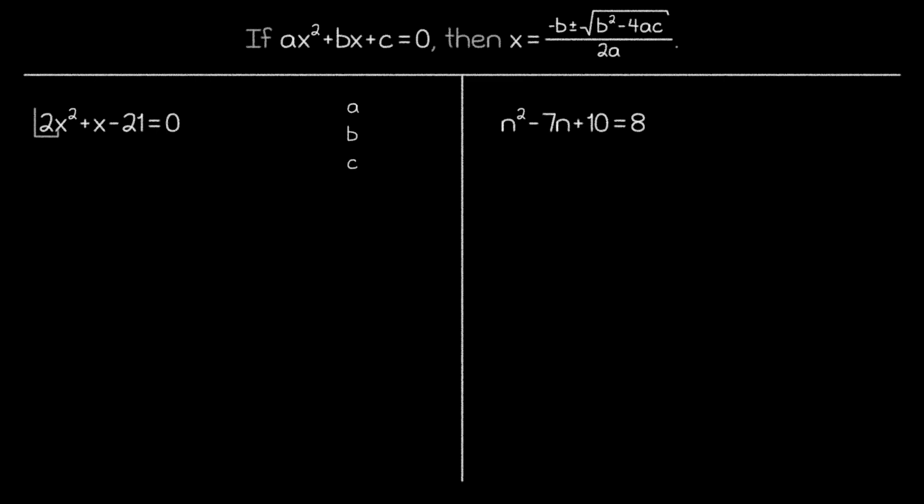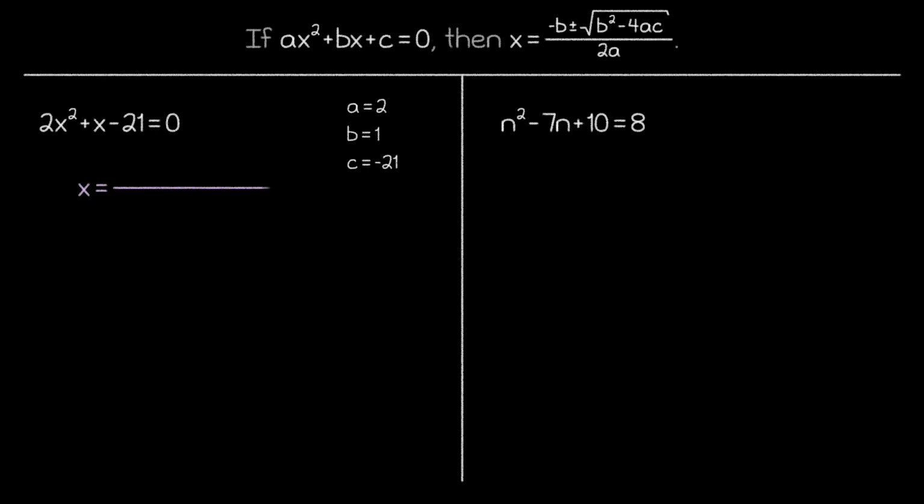A is the quadratic coefficient, which is 2 in this case. B is the linear coefficient, which is 1, even though it isn't explicitly written. Then, C is the constant, which you might think is 21. However, recall that the general standard form is ax squared plus bx plus c. Since we're subtracting 21 here, that's the same as adding negative 21. Thus, c is negative 21. From there, we're ready to use the quadratic formula.